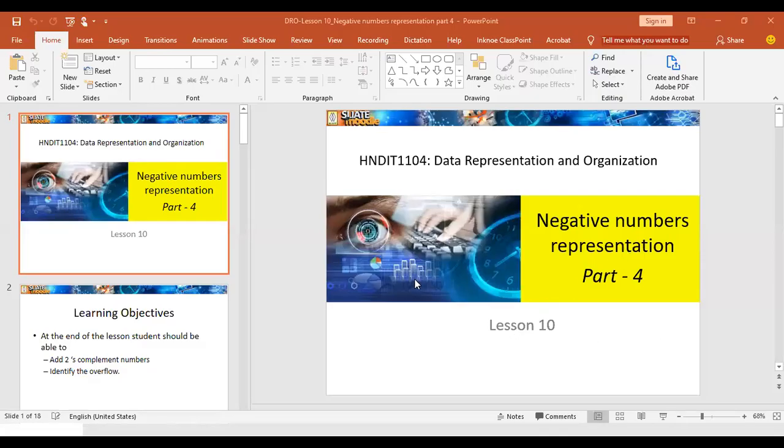Okay, now today you are going to learn something regarding negative numbers representation through this lesson. Okay, then let's get started.